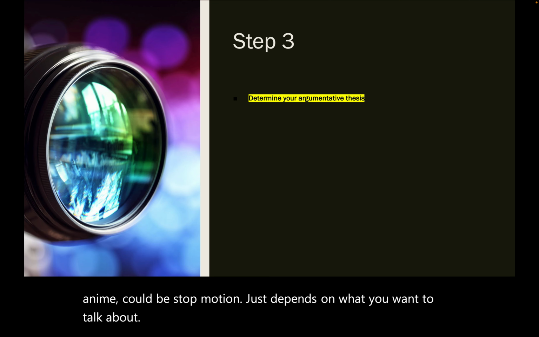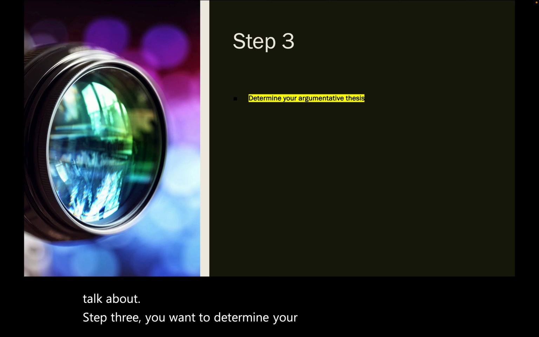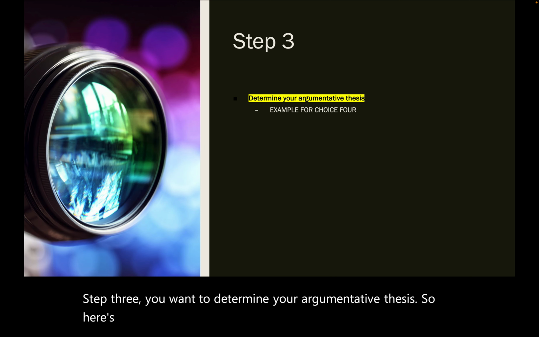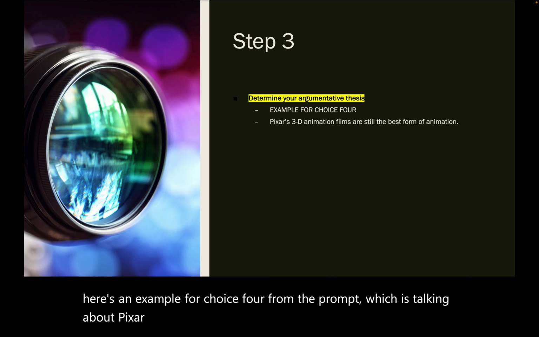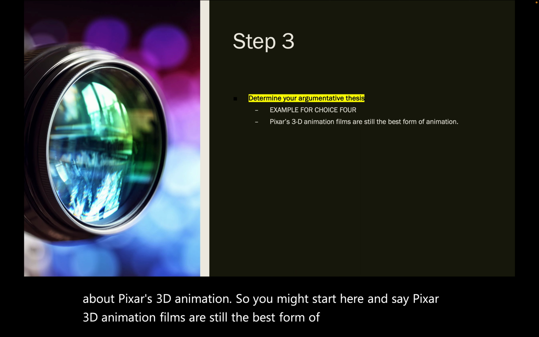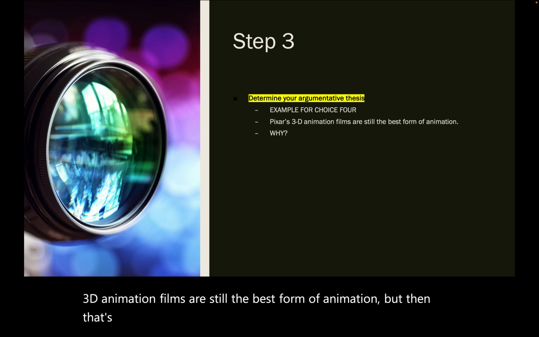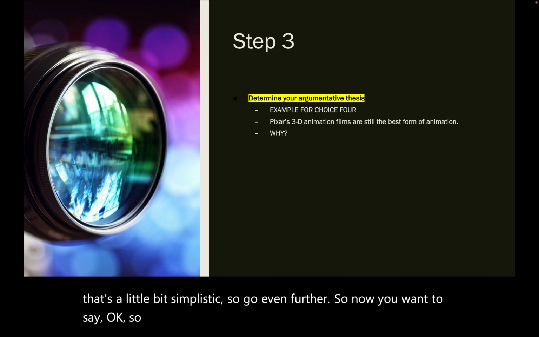Step 3, you want to determine your argumentative thesis. So here's an example for choice 4 from the prompt, which is talking about Pixar's 3D animation. So you might start here and say Pixar's 3D animation films are still the best form of animation, but then that's a little bit simplistic. So go even further. So now you want to say, okay, so why? Why is it the best?